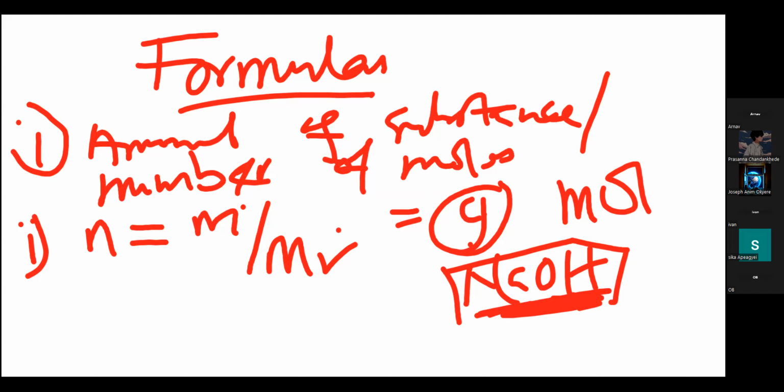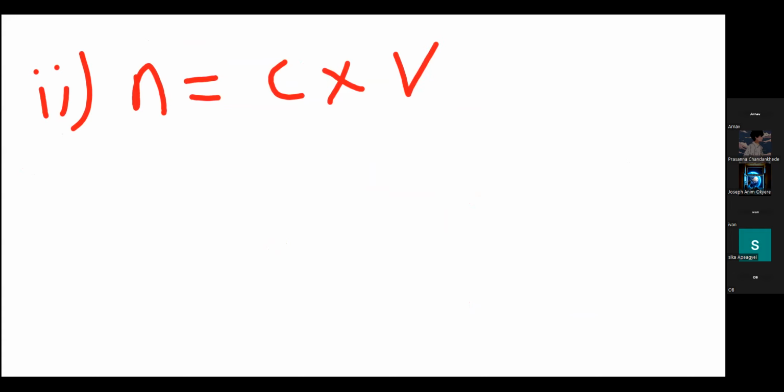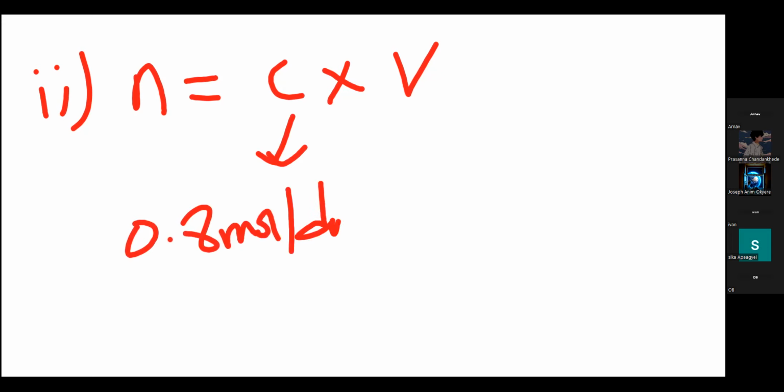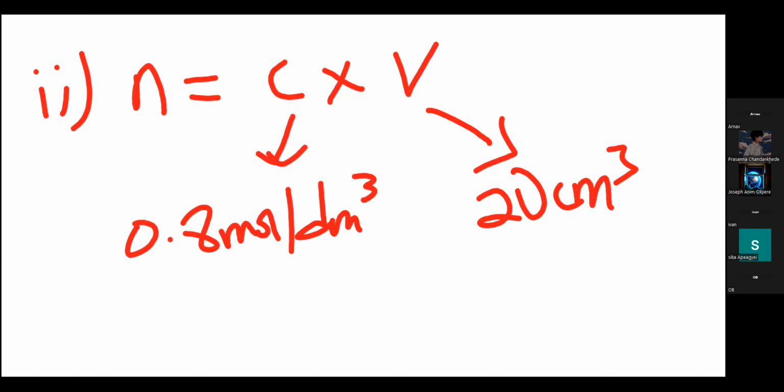So very good. Now the second one is number of moles is equal to concentration times volume. Note this formula too. We use this formula when you have your concentration. The moment you see 0.6 mole per dm cube, or molar, has been given to you, and then you see a volume given to you, let's say 20 cm cube of one particular substance, then you can use this to find the number of moles.